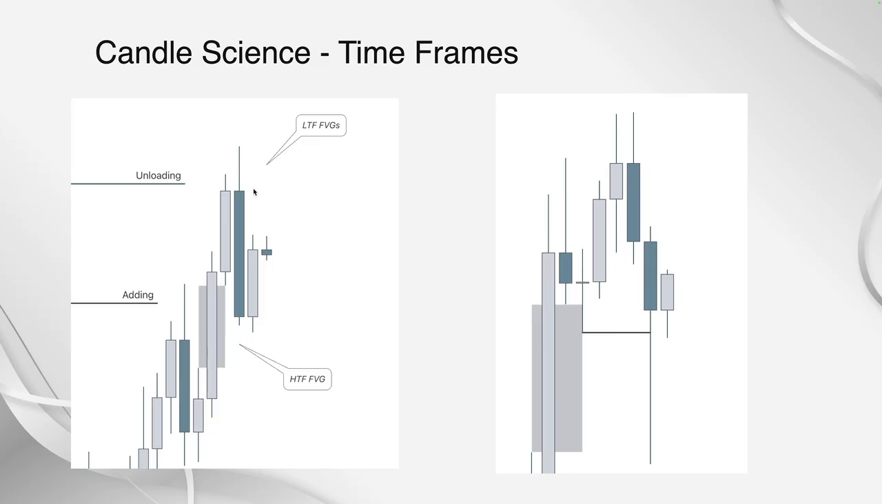So here, there's a daily time frame. On the daily time frame, we will have candle signs, but we will also have order flow already looking at multiple candles, meaning we have lower time frame fair value gaps versus a higher time frame fair value gap sitting right there. So this is where the adding happens.